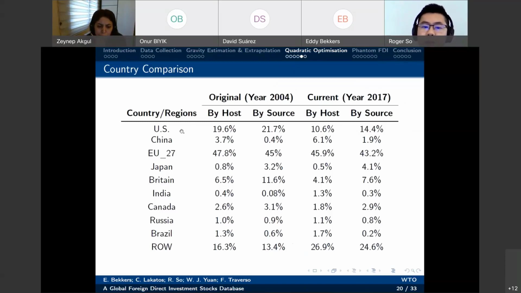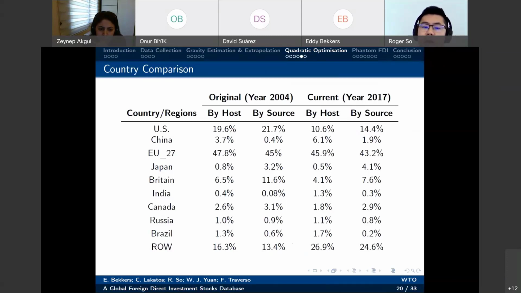You can see that some of the biggest differences occurred at these very wealthy, very developed industrial countries, for example US and Britain. You can see the very large decrease in the share for these countries. On the other hand, for emerging markets such as China and India, their shares have drastically increased over the 10 year period. This is especially true if you look at the final row, the rest of the world, where you have an increase from 16.3 to 26.9 for total inward, and 13.4 to 24.6 for outward FDI.